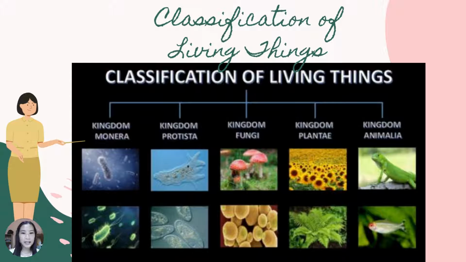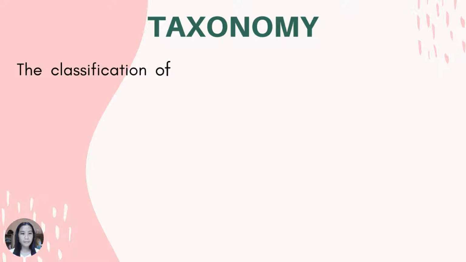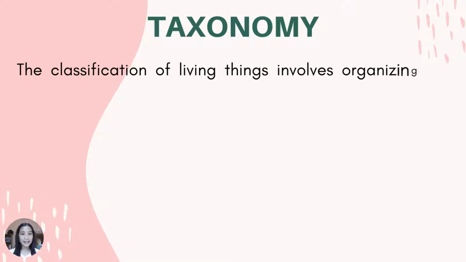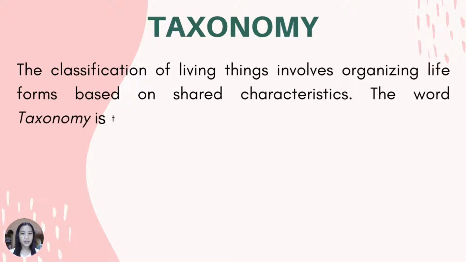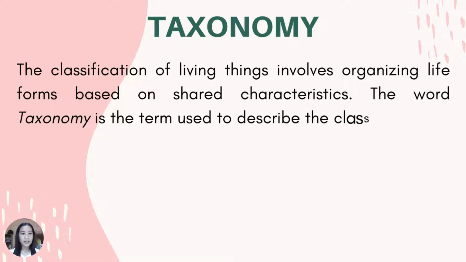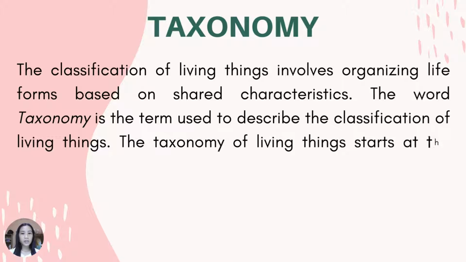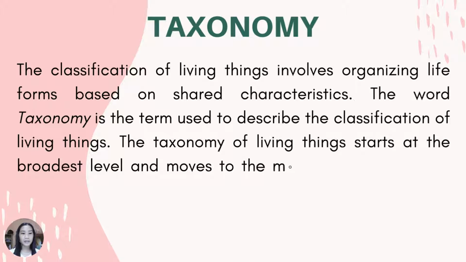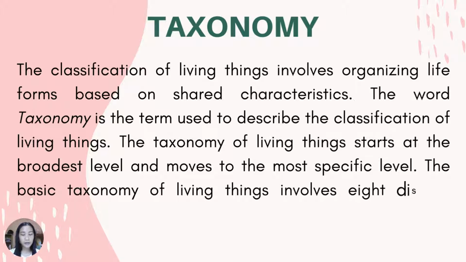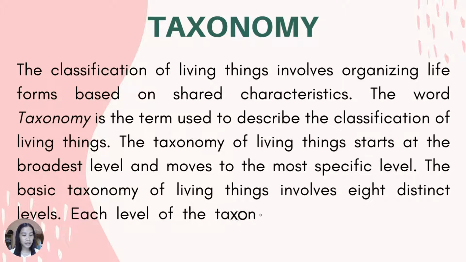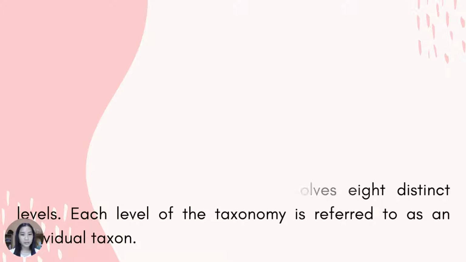Now we have the classification of living things. The classification of living things involves organizing life forms based on shared characteristics. The word taxonomy is the term used to describe the classification of living things. The taxonomy of living things starts at the broadest level and moves to the most specific level. The basic taxonomy of living things involves 8 distinct levels. Each level of the taxonomy is referred to as an individual taxon.